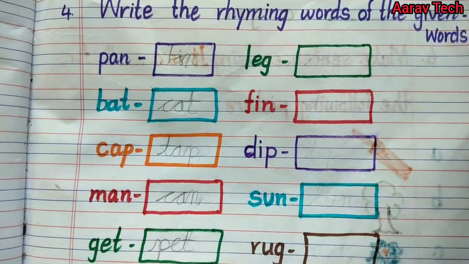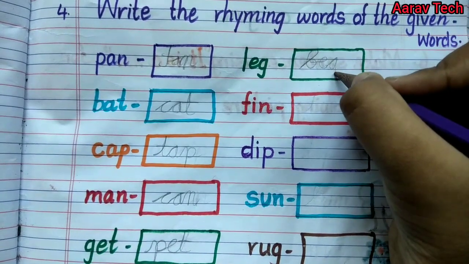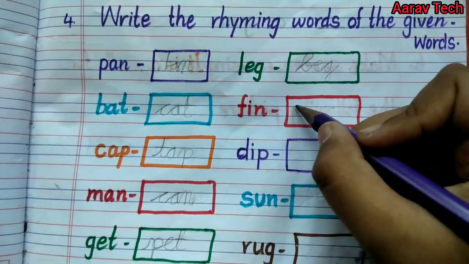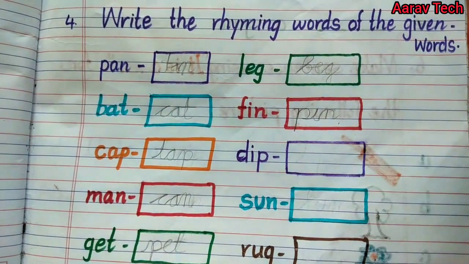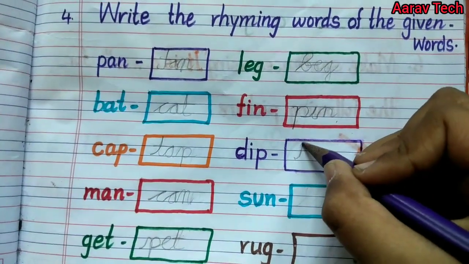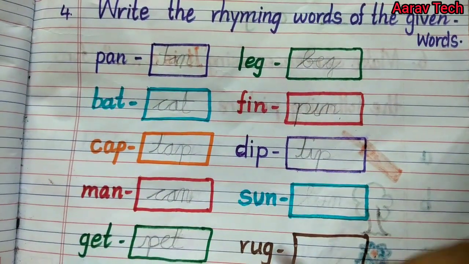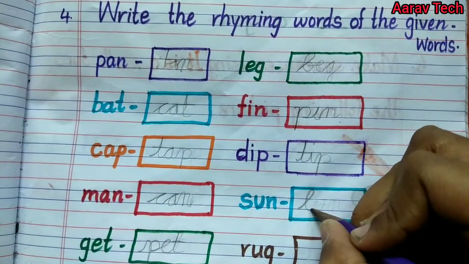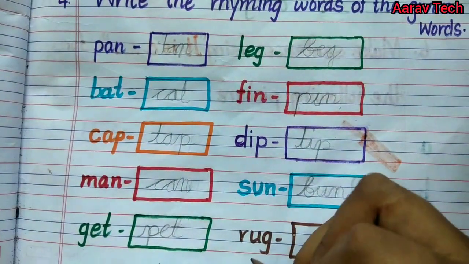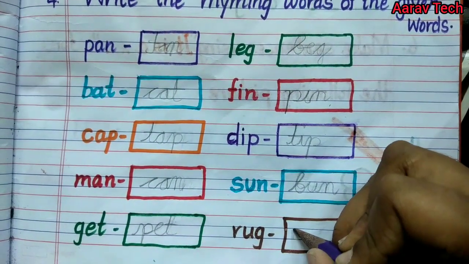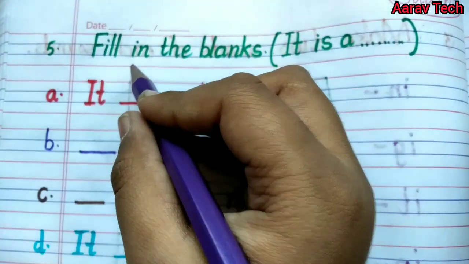P-E-T, pet, leg, B-E-G, bag, fin, P-I-N, pin, dip, T-I-P, dip, sun, B-U-N, bun, rug, M-U-G. Question 5. Fill in the blanks.